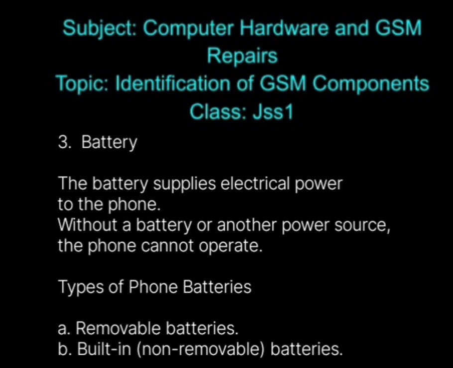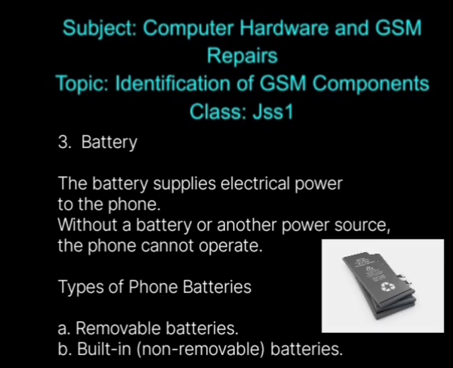The number three we have on our list is the battery. The battery supplies electrical power to the phone. So the battery helps us power our phone. It helps us supply electricity to our phone. Without the battery or any other power source, the phone will not be operational. So you can't operate your phone without any power source.